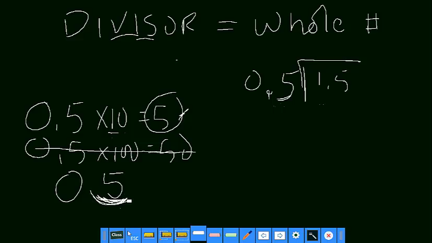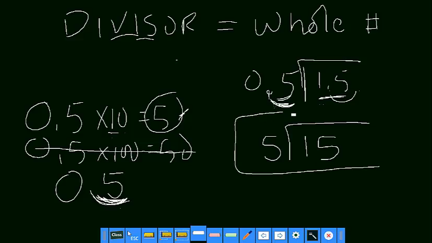So we move this one time to the right, so it becomes 5. And look, if you do something here, you also have to do that inside. It has to be done on both sides, on the dividend and also the divisor. So your 1.5, if you move the decimal point one time to the right, it becomes 15. There you go. Look at this.